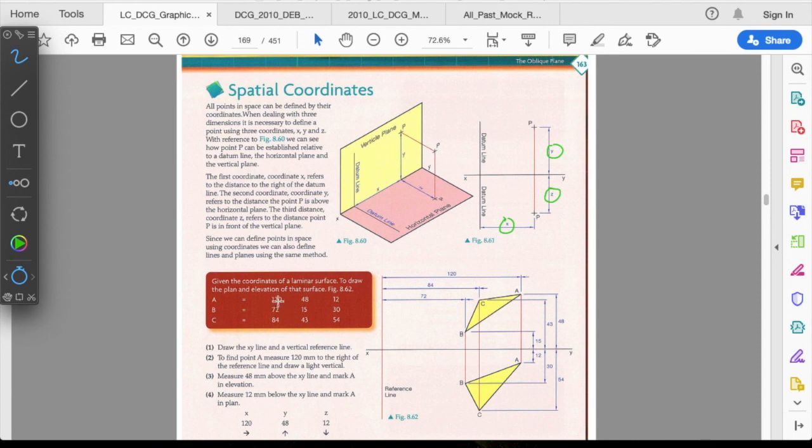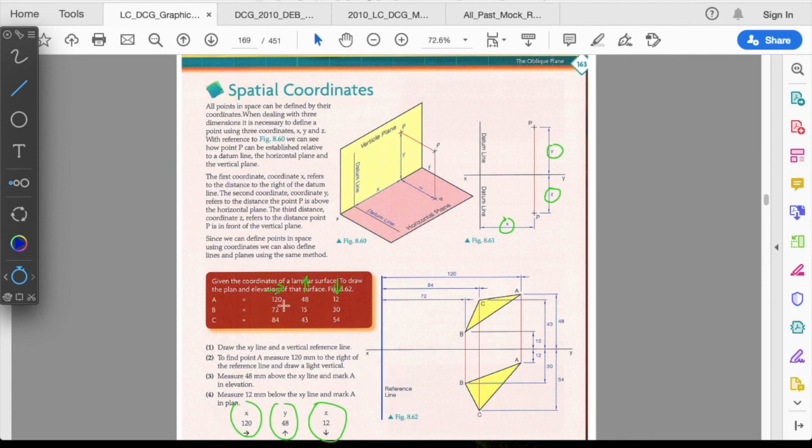The first coordinate is always going to be going across. The second coordinate is always going to be going up, and the third coordinate is always going to go down. Okay, that's always the way it is, and you can see here that they have that put in as well. So it's always across to the right, up, and then down. Now, when it comes to putting in these points, at the beginning you draw in your datum line. Your datum line is just a light line, not a heavy line, and then everything is measured from that.